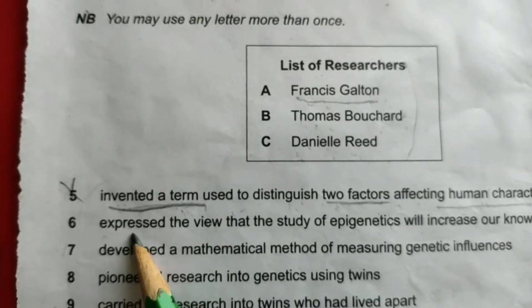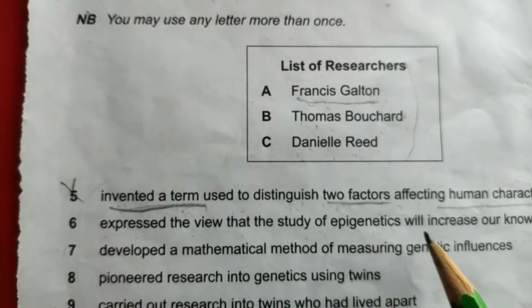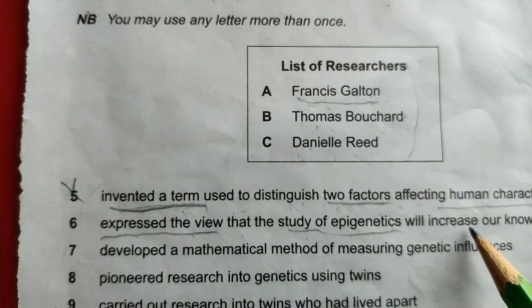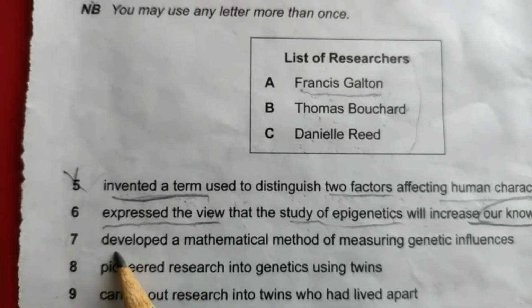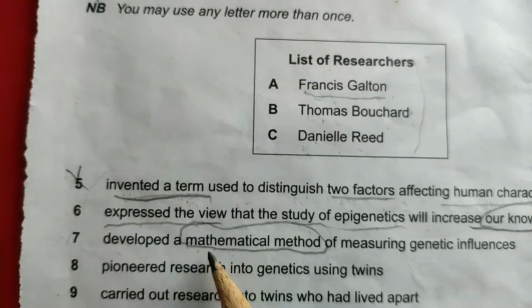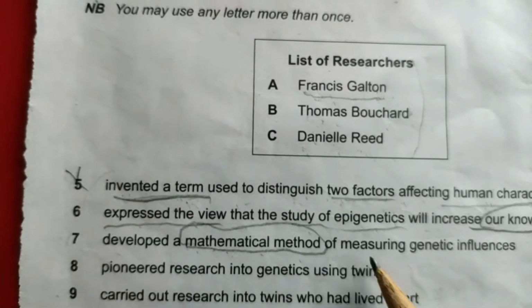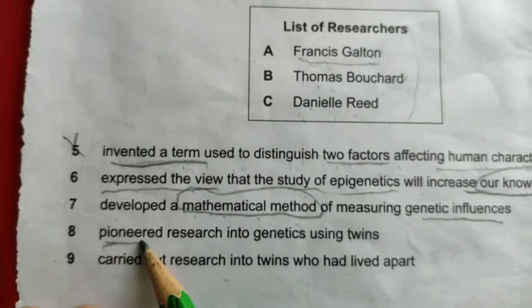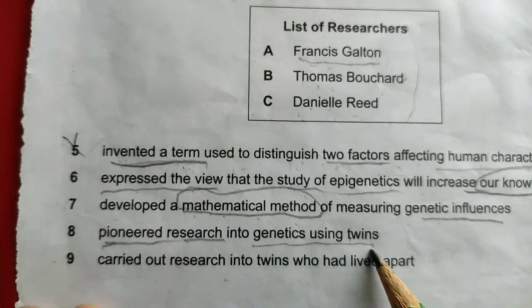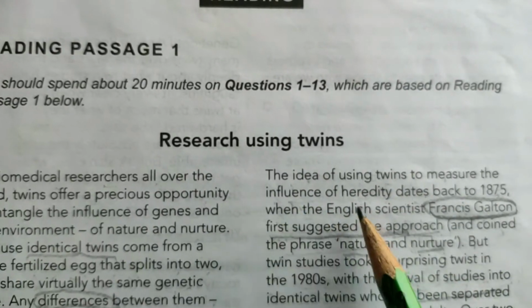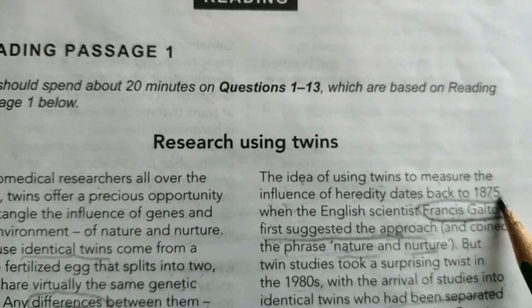Now read the second. Express the view that the study of epigenetics will increase our knowledge. Good. Developed a mathematical method, okay. There must be some other word for mathematical method of measuring genetic influences. Now, eighth, pioneered research into genetics using twins. Yes, I have gone through this word. The idea of using twins to measure the influence of heredity dates back to 1875.